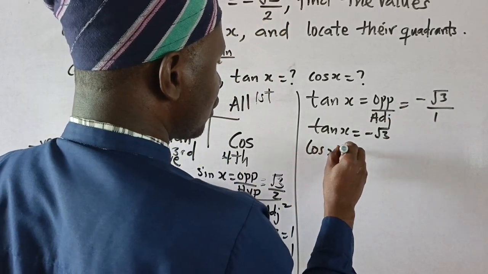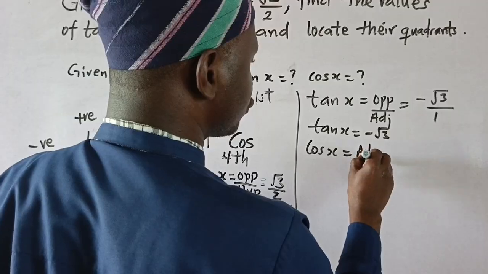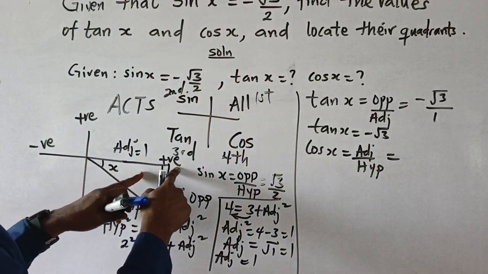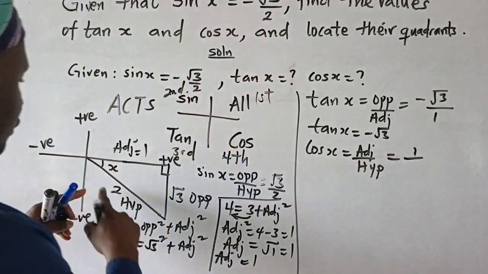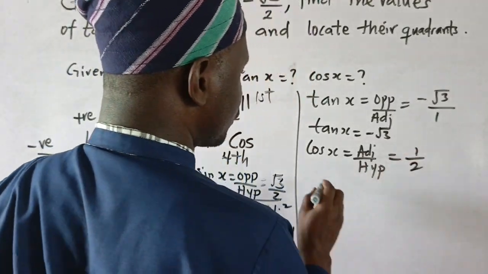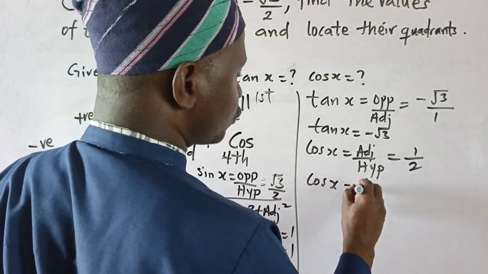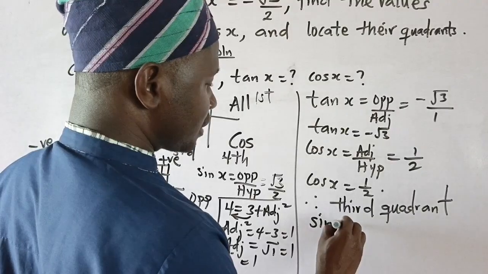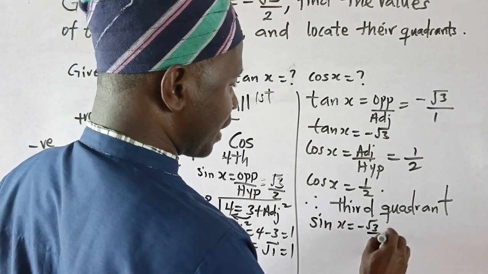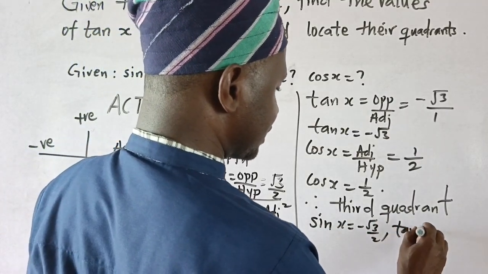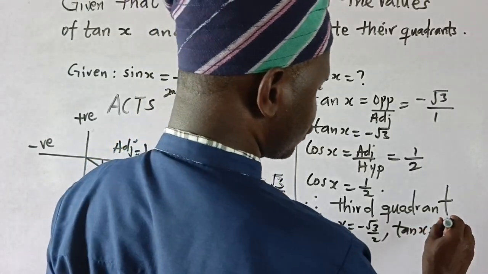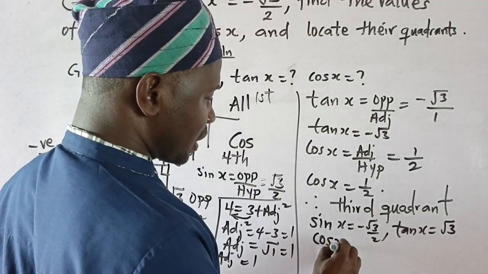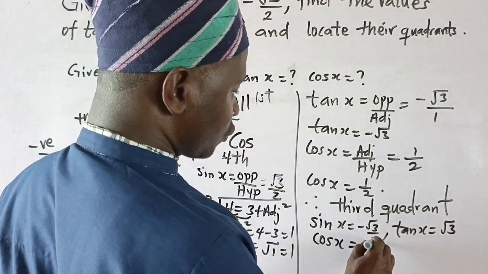Now cos x. Cosine of an angle is ratio of adjacent to hypotenuse. Here adjacent is 1 along the positive side of x. We have plus 1 divided by hypotenuse remain 2. So we are dividing by 2. So therefore cos x equals to 1 over 2. Now in conclusion, for the third quadrant, sin x equals minus root 3 divided by 2, tan x equals to root 3, then cos x equals to minus 1 over 2.